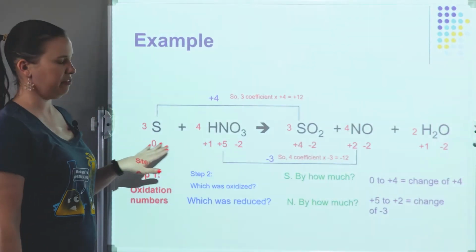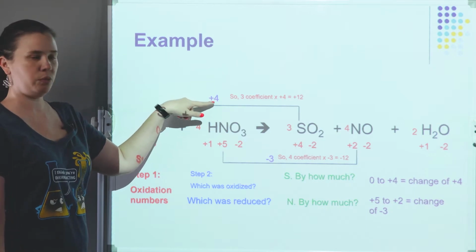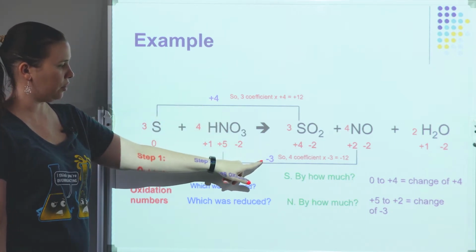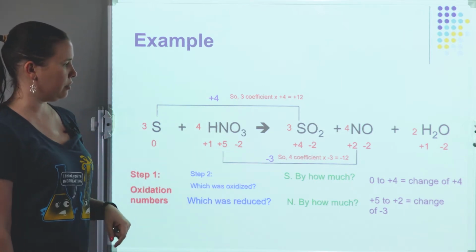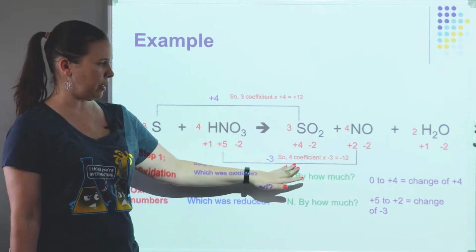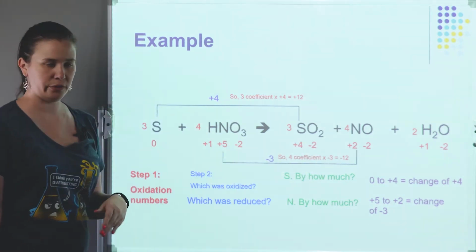You start off by identifying all of your oxidation numbers. Then you do your brackets, where you're showing the gain and the loss in the oxidation number, or the increase and the decrease, I should say, in the oxidation number. Then you find your multiplier and apply that multiplier to each connected molecule.